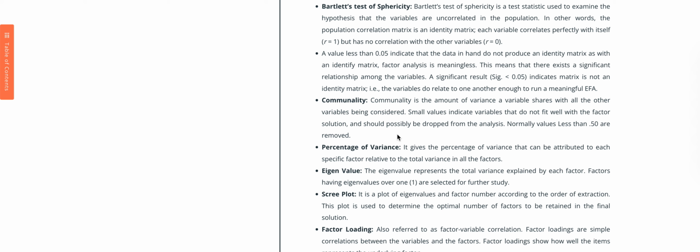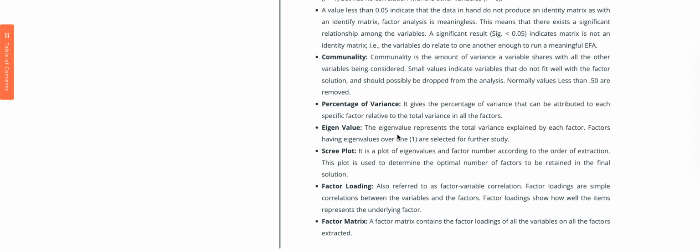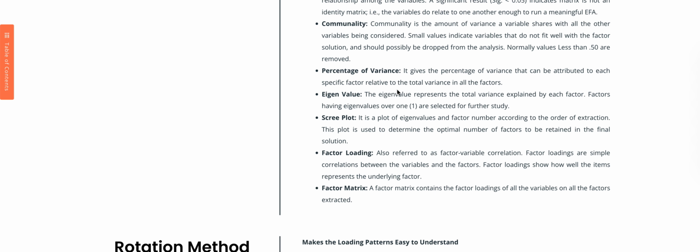And then communality. Communality is the amount of variance a variable shares with all the other variables being considered. Small values indicate variables that do not fit well with the factor solution and should possibly be dropped from the analysis. Normally values less than 0.50 are removed. After that, percentage of variance. It gives the percentage of variance that can be attributed to each specific factor relative to the total variance in all the factors.